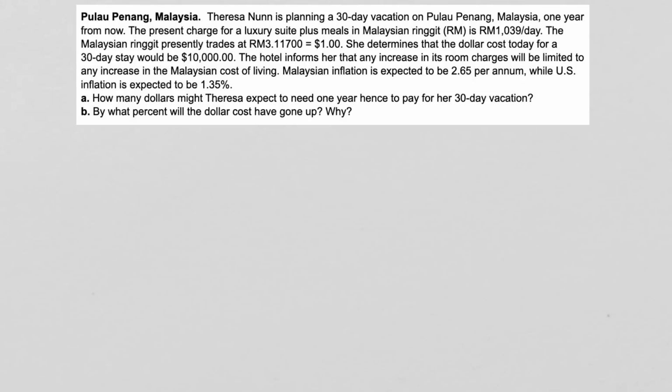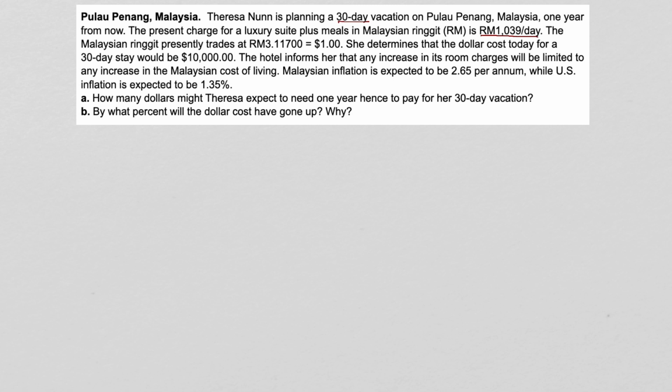Let's work on this example here. We've got Teresa, who's planning a 30-day vacation in Penang, Malaysia, 1 year from now. And I guess the idea is she's trying to figure out what price she's going to pay 1 year from now. Because right now, the cost is 1,039 ringgit per day for this hotel.